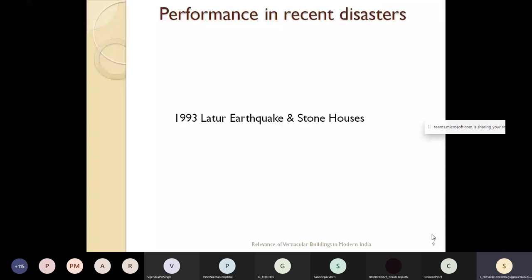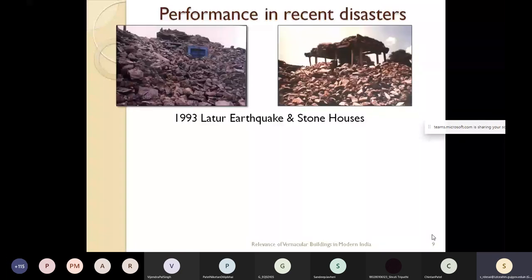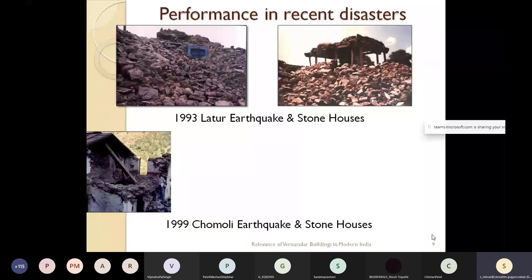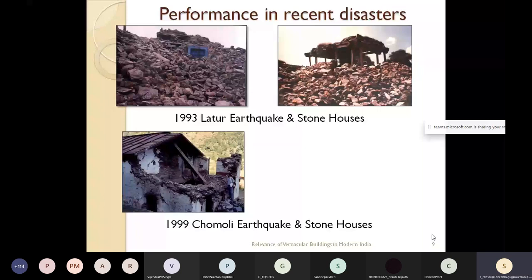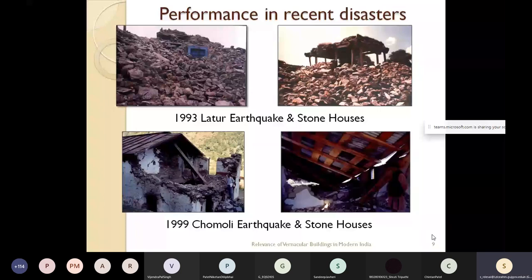This is what happened. These houses simply disintegrate. And in a very small area of 20 kilometer by 20 kilometer, just think of how big that area is, 400 square kilometers, something like 9,500 people had died. And a few years later, the 1999 Chamoli earthquake, again stone houses, and the houses performed pretty badly in a small area. In between, I missed the 1997 Jabalpur earthquake, which involved essentially brick houses and mud houses. A very small earthquake of very low magnitude and still intensive damage in several villages, all right?